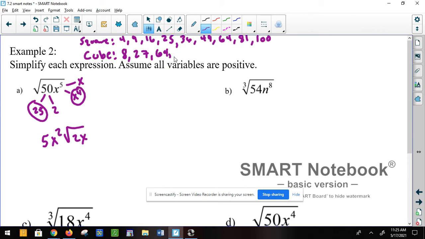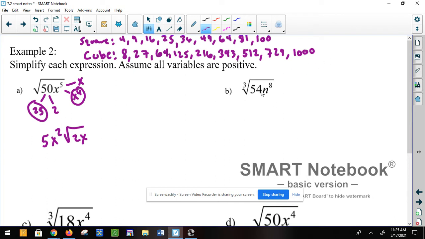Anyway, 5 cubed is 125. 6 cubed is 216. 7 cubed is 343. 8 cubed is 512. 9 cubed is 729. And then 10 cubed is 1000. So those are the numbers you should be looking for here.